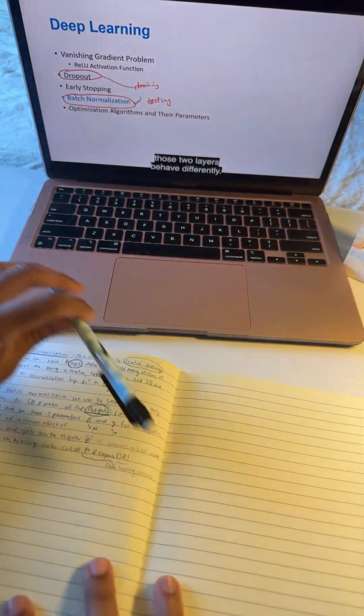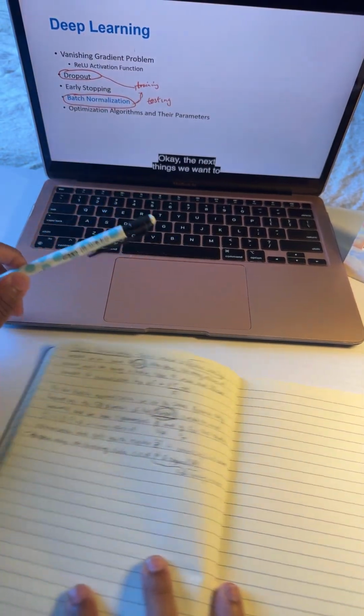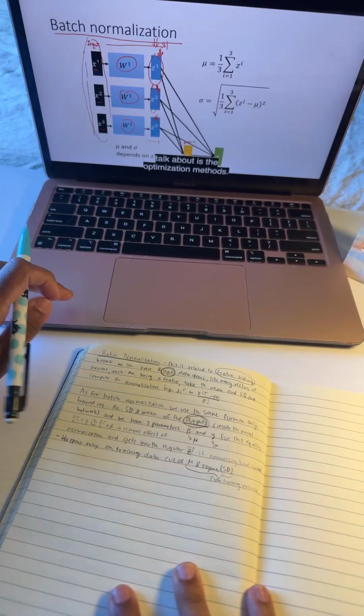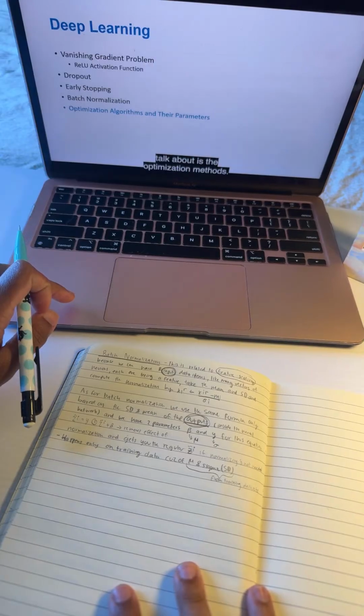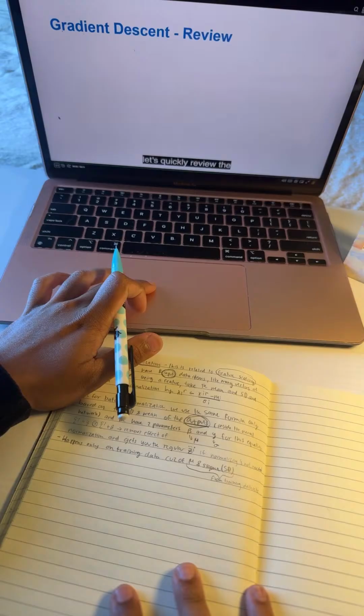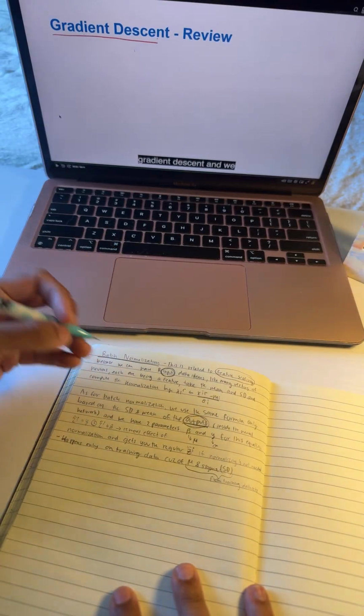Those two layers behave differently. The next thing we want to talk about is the optimization methods. Okay. Previously, we talked about, let's quickly review the gradient descent.